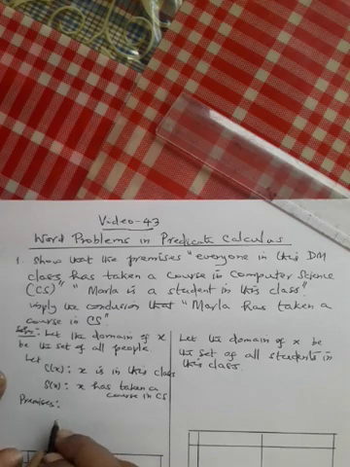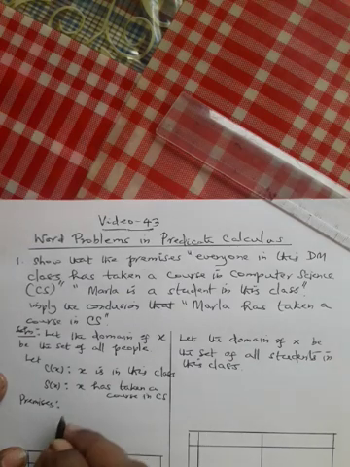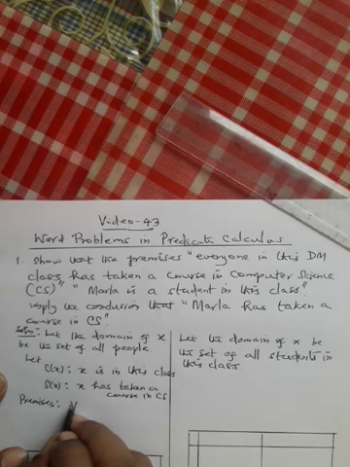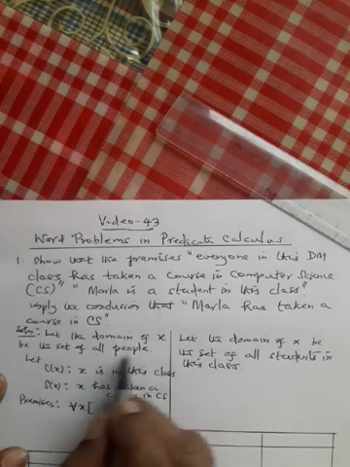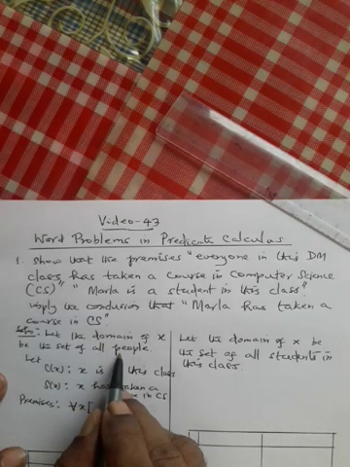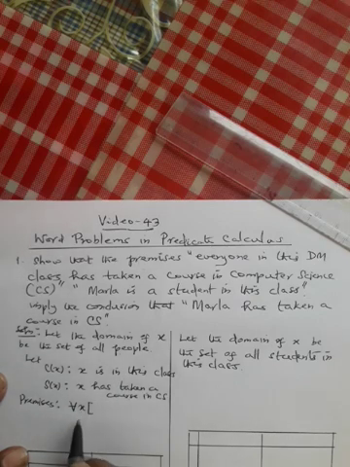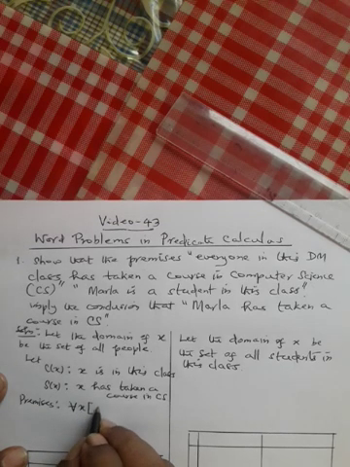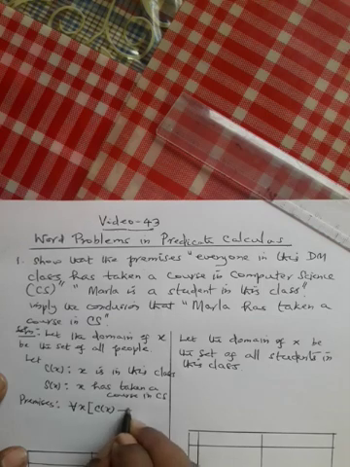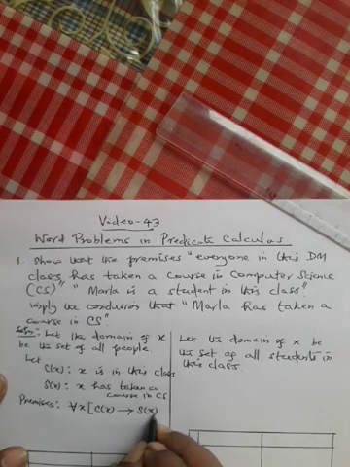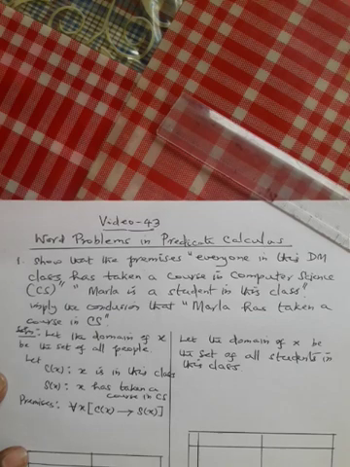And the premises, what are the premises? Everyone in this DM class: so for every x. When I write every x, this x refers to any person, need not be a student in that class, because x varies over the set of all people. Now for every x, if he is in this class, then he has taken a course in computer science. This is the first premise.